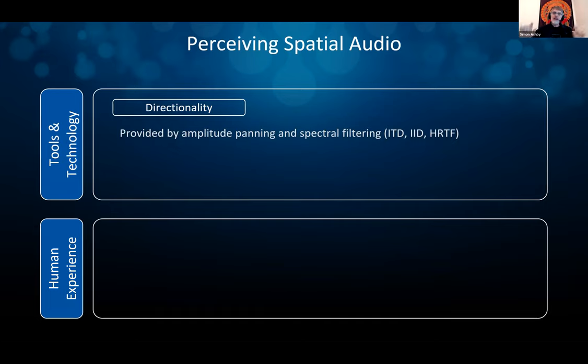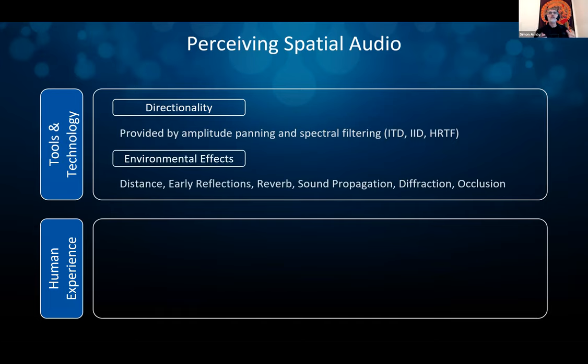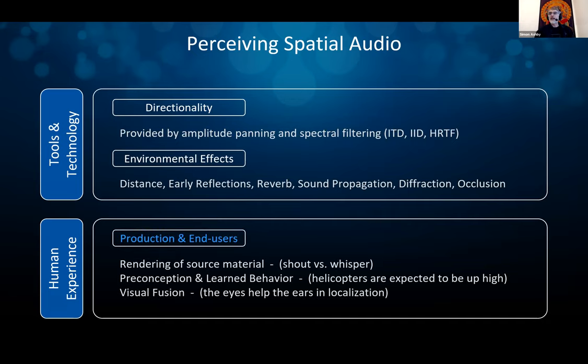Now there's another aspect to it that is quite important, which is the environmental effect. Basically the reverb, the early reflections, the sound propagation, diffraction, occlusion, all those phenomena grouped together will again help the brain perceive where the sound should be located. How far from me is it? Is it occluded? That kind of information. So this is what tools like game engines and Wwise, for example, can reproduce using technology. But there's this other set that relies on how we perceive sound as human beings.